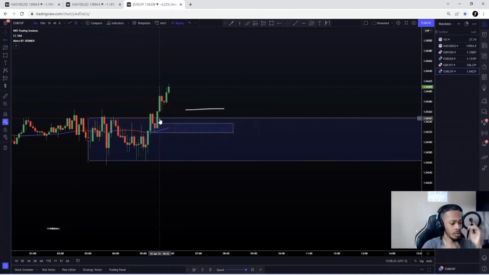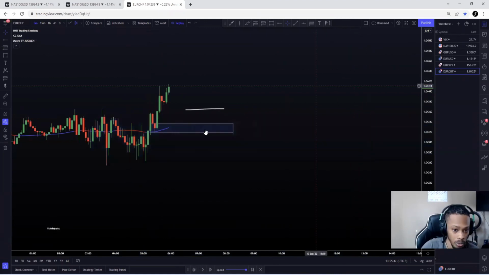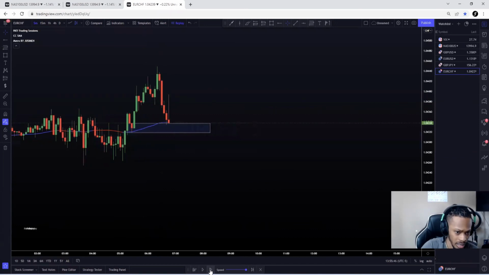We're just scaling down until we see gaps. That's all we're doing. Okay, 15, no gap. 5 minute gap. Okay, boom. I'm gonna just adjust my zone so I can have a more sniper entry. Boom. That'll be our zone right there. And then you just wait for it to tap into your zone, and then the rest is history.